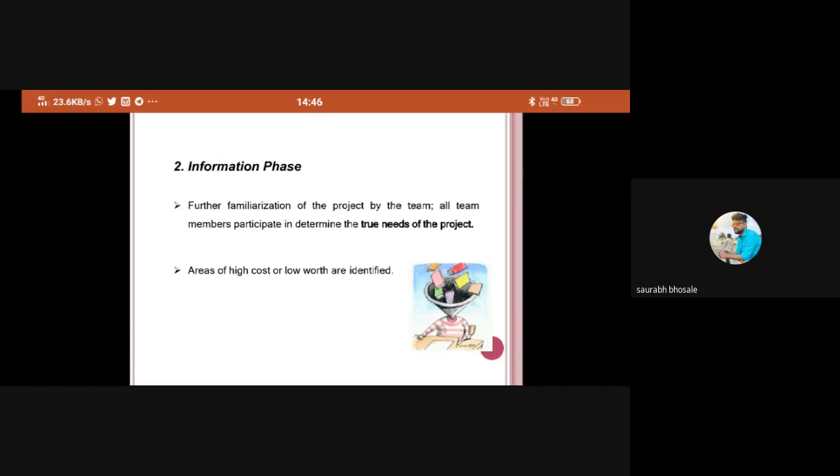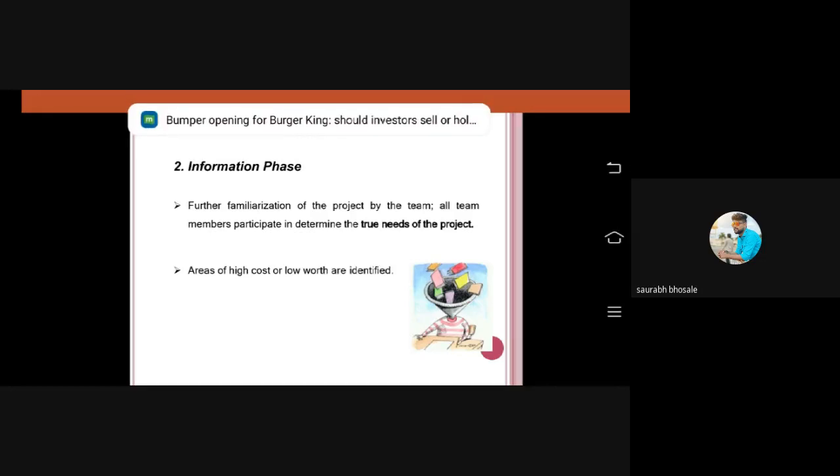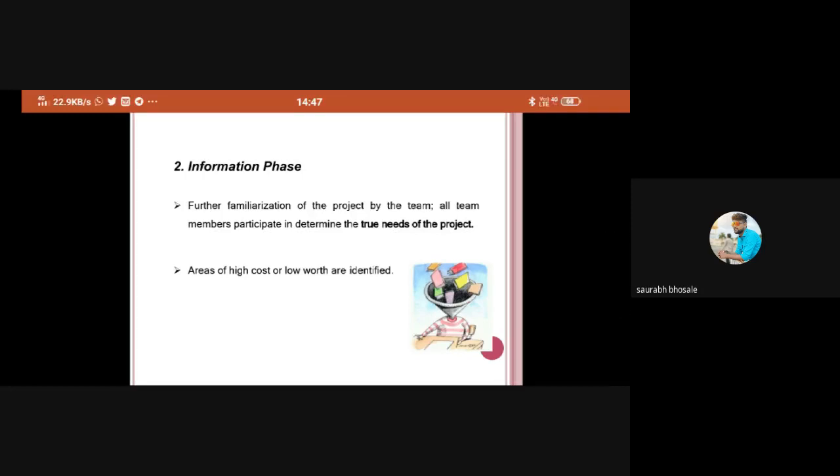So the information phase is further familiarizing the team with the product. All team members participate in determining the true needs of the product. Areas of high cost and low worth are identified. Means what? According to functionality, if a function requires more cost, and it is available in a cheaper format or at a cheaper cost, then that is its worthiness.